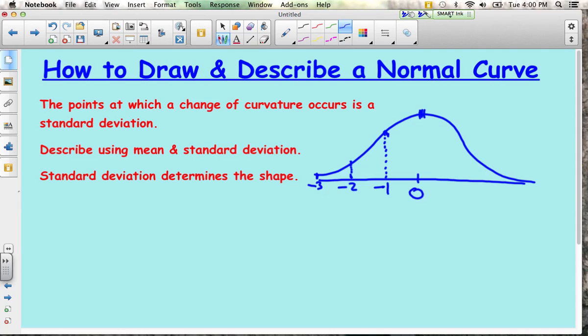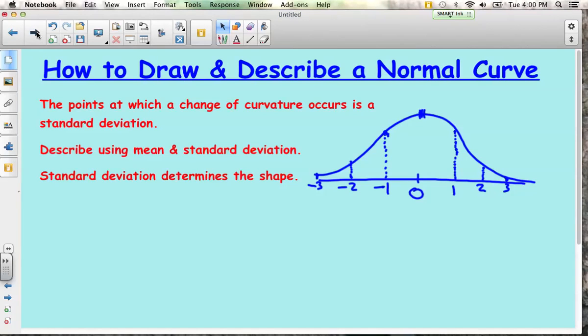Now, because it's symmetrical, where it starts to slope down right here, we're going to call that a standard deviation of 1. Where it starts to curve again, we're going to call that a standard deviation of 2. And again, when it starts to flatten out here, we're going to call that the standard deviation of 3. Those are points at which the graph starts to curve. That's where your standard deviations are. We're going to learn a little bit more about this in a second.